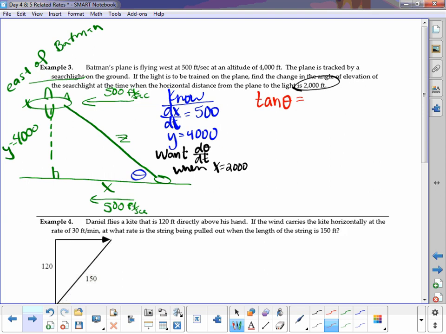Okay. So we said use tangent, and so tangent theta is equal to what? It is true, it's sine over cosine, but let's make our lives even easier. We have some sides here. Good. Y over x, and we know y is a constant fixed 4,000, so 4,000 over x. Alright, take the derivative.